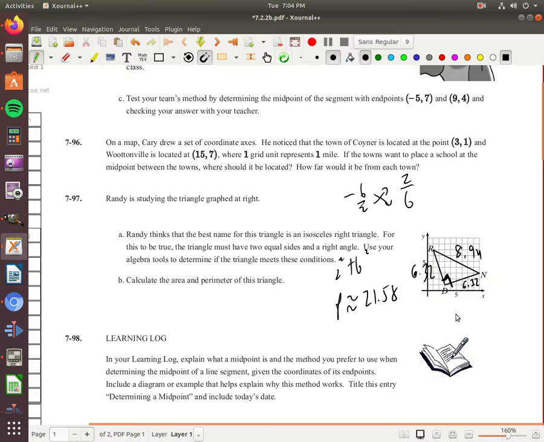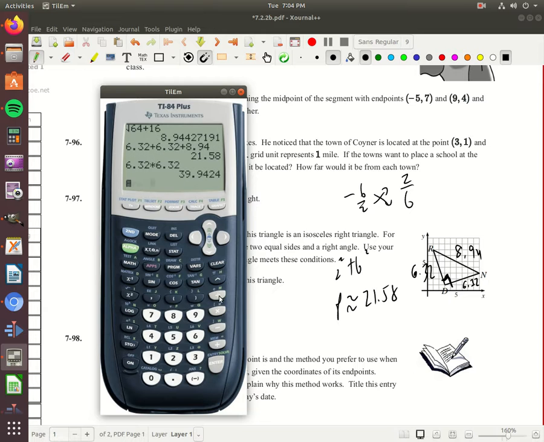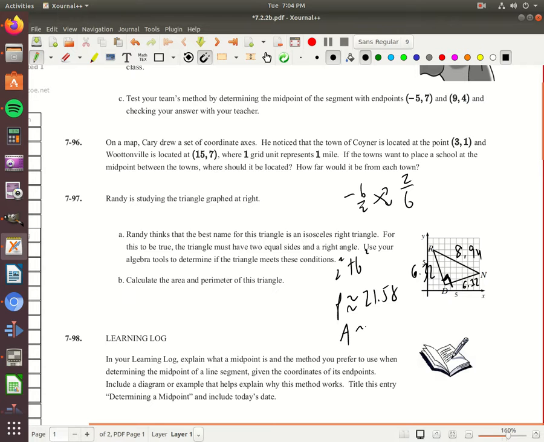And the area is base times height divided by 2. Well, since this is a corner, this is my base and this is my height. Even though they're kind of rotated and diagonal, I still know that since I have a corner, this is my base and height. So I'll say my area is 6.32 times 6.32 divided by 2. So my area is about 19.97. So there you go.